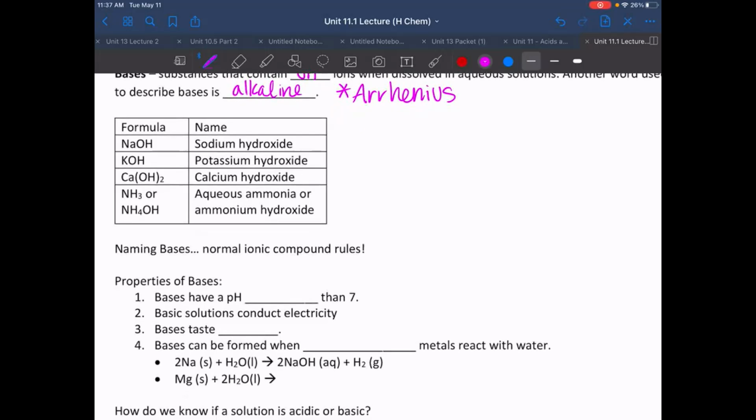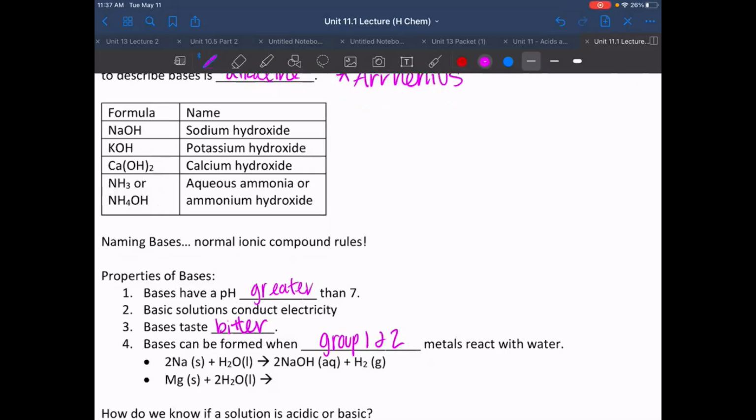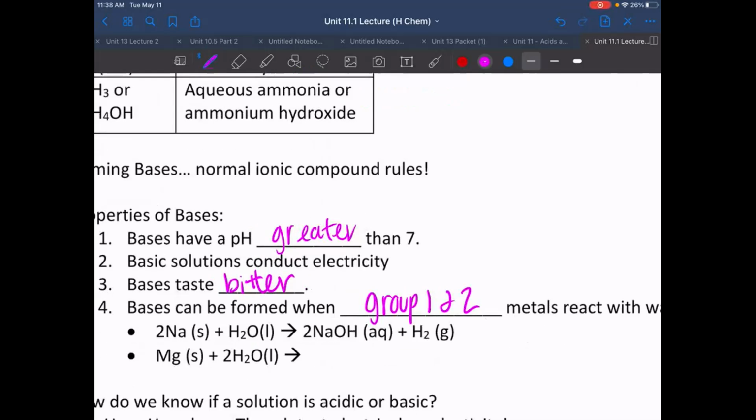Now the properties that they have: bases have a pH that is greater than 7. They also conduct electricity because a lot of these are ionic compounds. We know this already. Any guesses on how bases taste? Bitter. They taste bitter. And then they can be formed with our group 1 and 2 metals that react with water. So just the metals reacting with water is enough to create a basic solution.